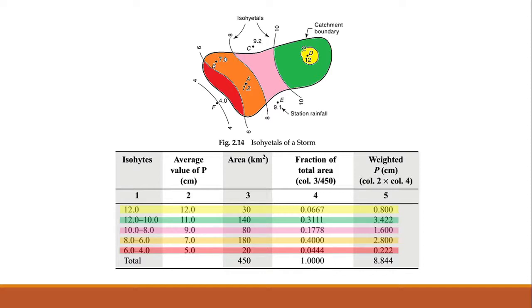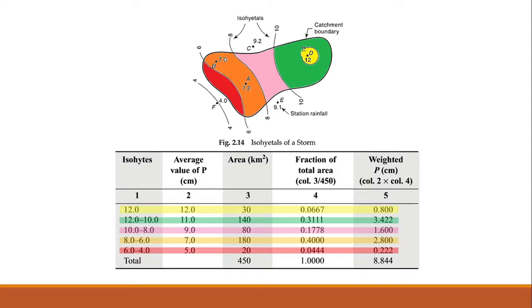Now, for the fraction of total area, it's the same procedure. For the area in yellow, just divide the area of yellow by the total area of the catchment. So, 30 divided by 450 will get 0.0667. And then for the area in green, which has an area of 140 square kilometers, we just divide that by the total area of 450 and we will get 0.311.